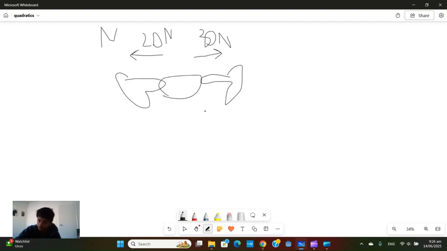Which way will it go? It'll go this way with 10 newtons of force. And if, say, this were to be 30, then it would not move. It'll just stay the same, right? These are called balanced and unbalanced forces.